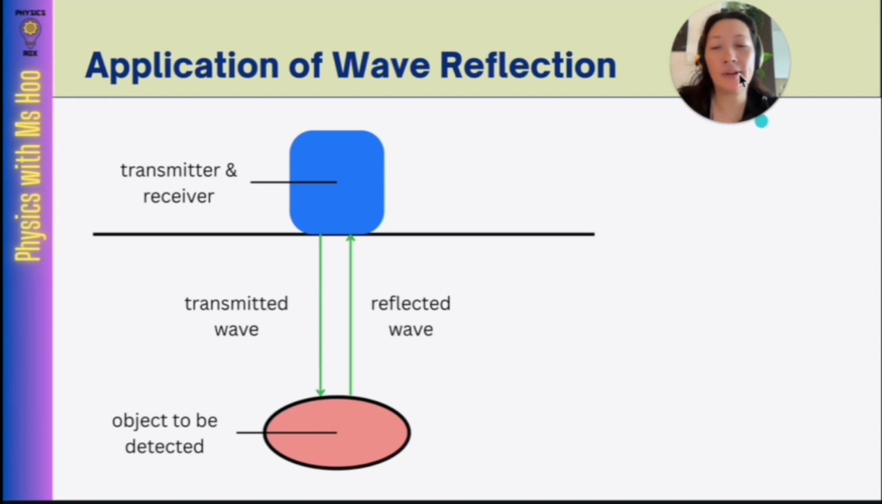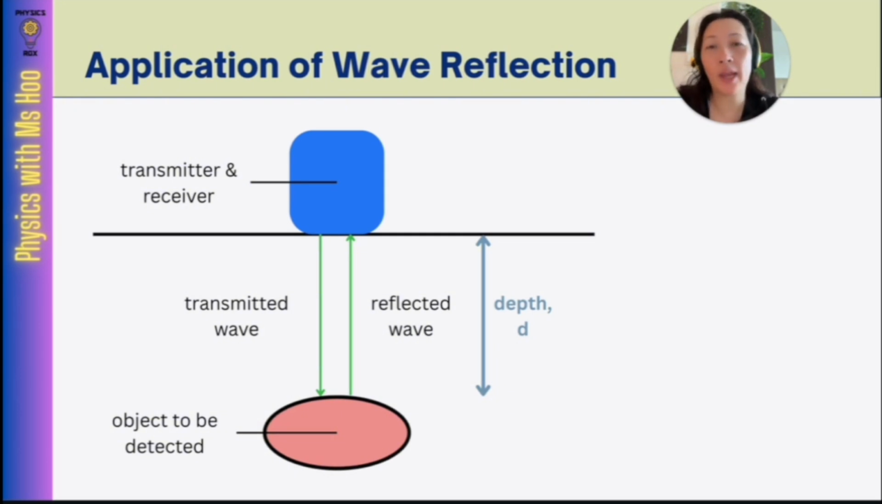So the main thing here is that we want to determine how far away the object is from the transmitter and receiver. That means we're looking for the depth of the object, which I have labeled here as d. Now, in order to determine the depth, we must have the speed of the wave. And yes, we have that information.